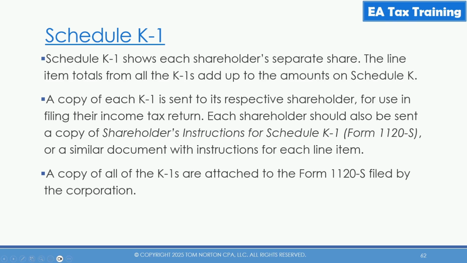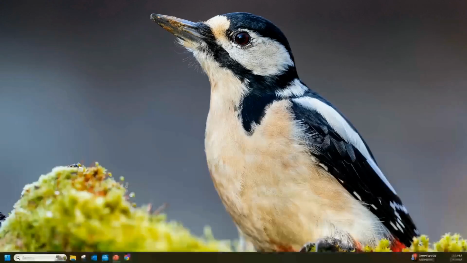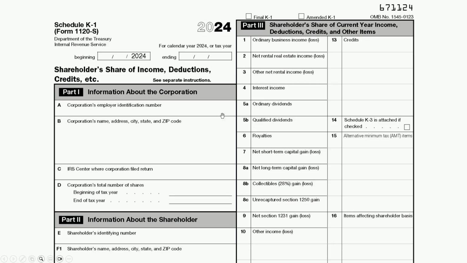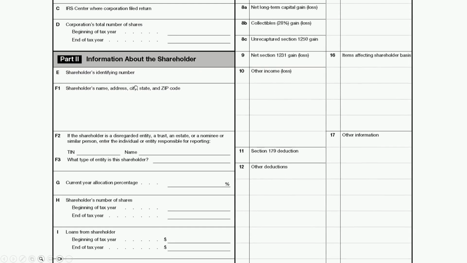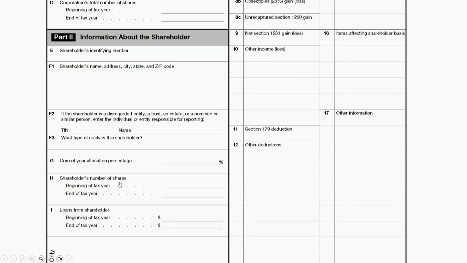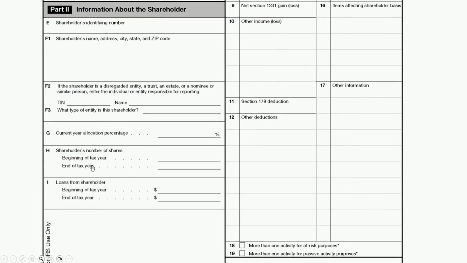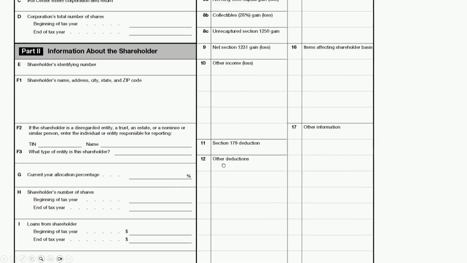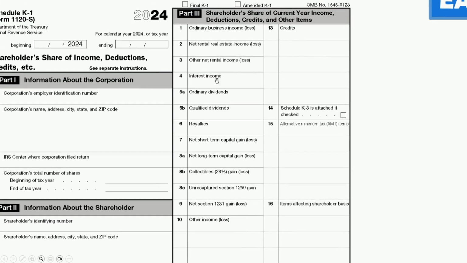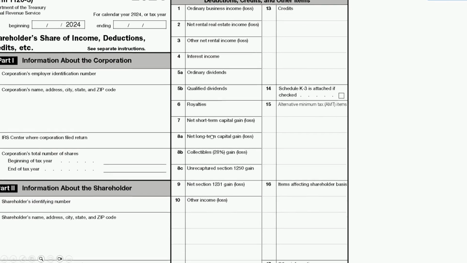And let us look at what the K1 looks like, much like the partnership one. So it starts with the information of the corporation. Then it is going to give shareholder specific information. It's going to have their current year allocation percentage, the number of shares that they own, loans from the shareholders. So again, this is to help them to establish their debt basis. Then you will see the various amounts. Again, line 1 is ordinary income, line 2, net rental income, etc.